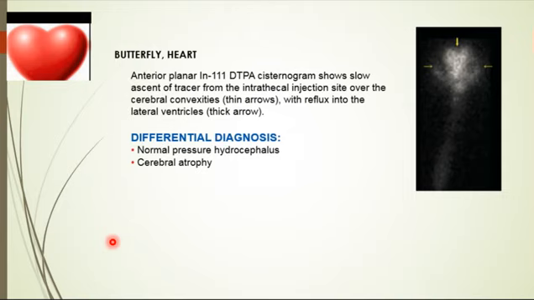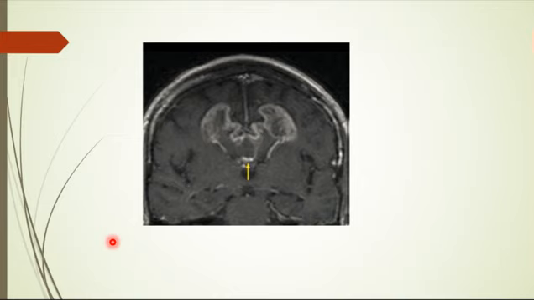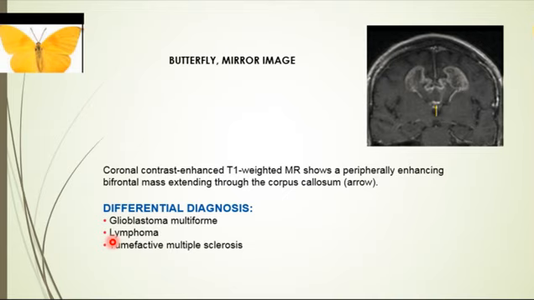Okay? Good. Nice. I think this is our last sign for this session today. Exactly, this is an easy one. This is a butterfly, or some people call it mirror image. Okay? The differential will be first glioblastoma multiforme, lymphoma, and tumefactive MS.